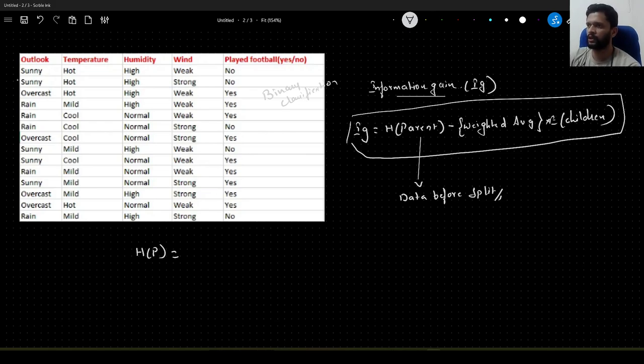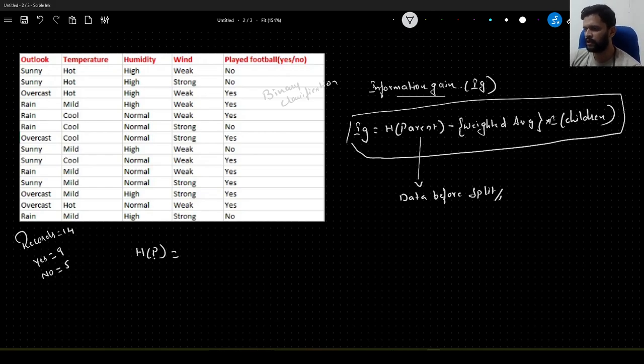So in total we have 14 records. Out of 14, I think 9 are yes and 5 are no. Right? So 1, 2, 3, 4, 5: 5 no's and 9 yeses. So it's a binary classification problem.